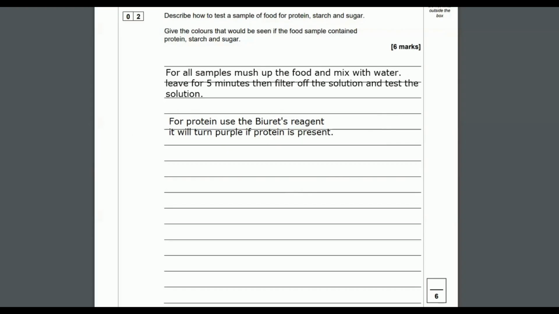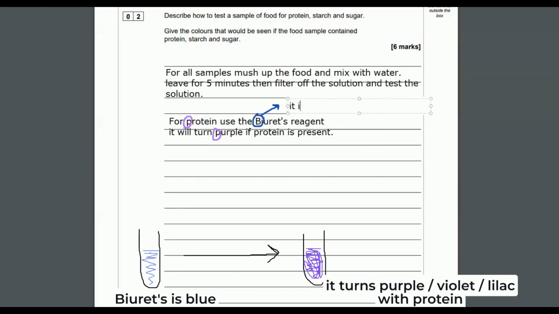The reason why I go for purple is because protein begins with the letter P, and so does the color purple. You could say pink as well, but both of those begin with the letter P. So I like that. Protein goes purple. It's a good way to remember it. Something else to remember about Biuret's, though you don't really need to say it: Biuret's begins with a B and it is blue at the start. That's another little letter memorization thing. Biuret's is blue, but with protein it goes purple. So you can use the letters to remember the test. That's going to get you 2 marks.